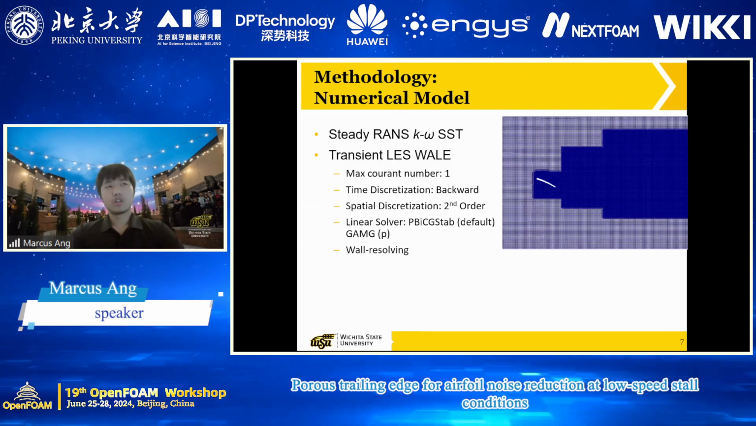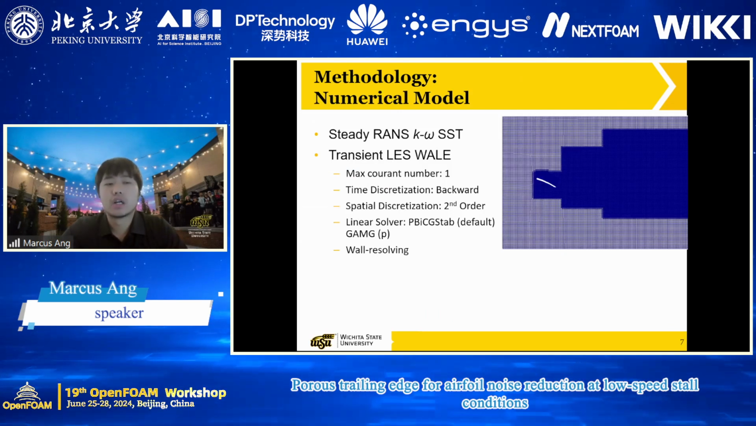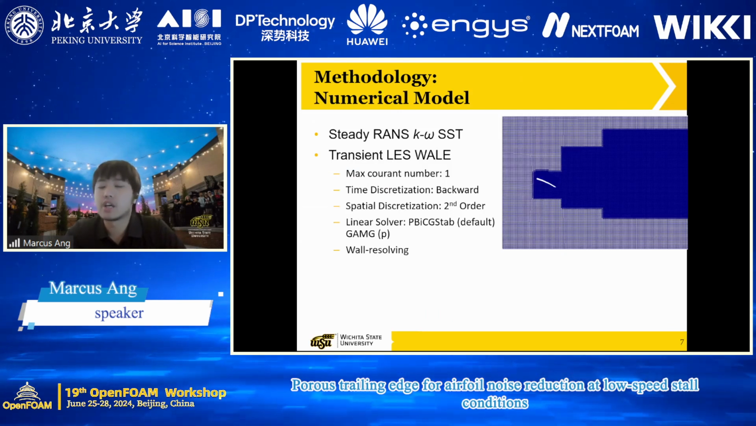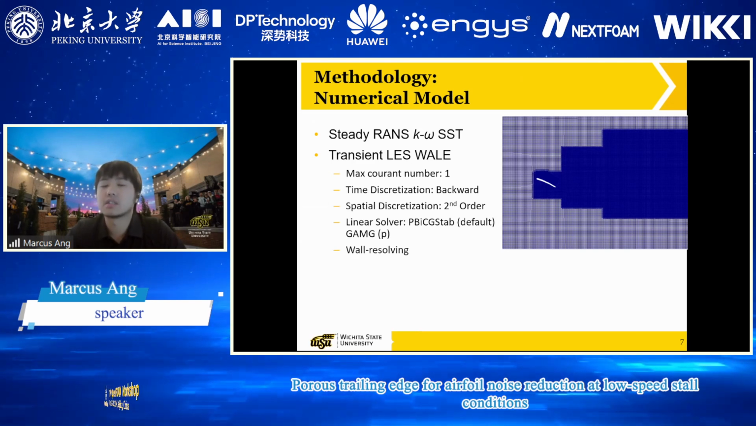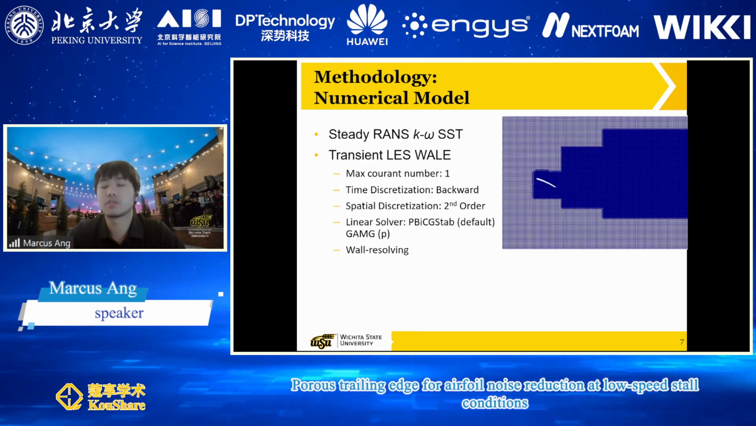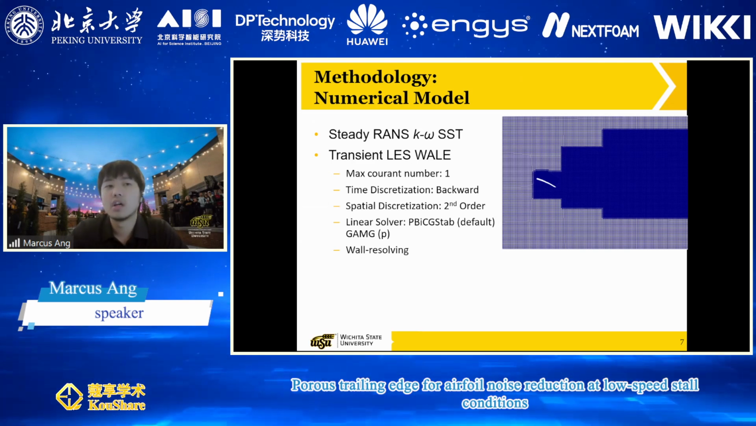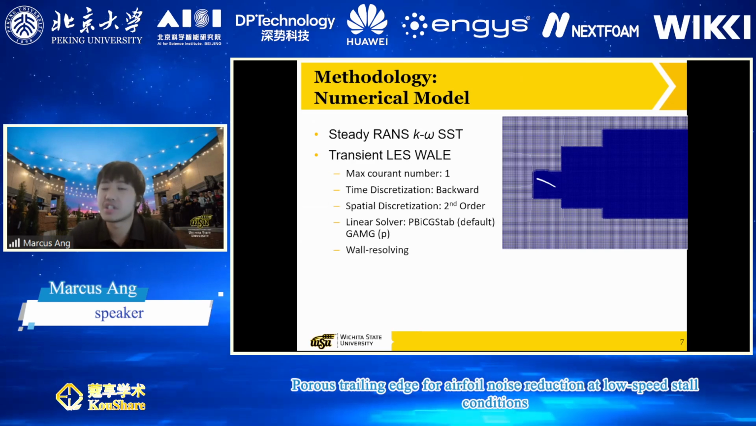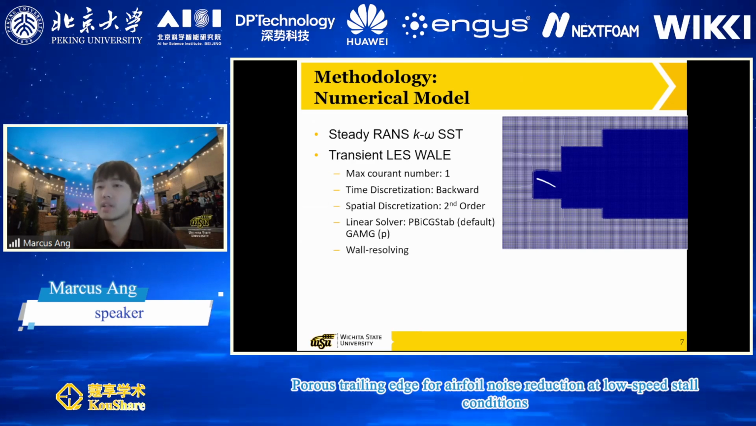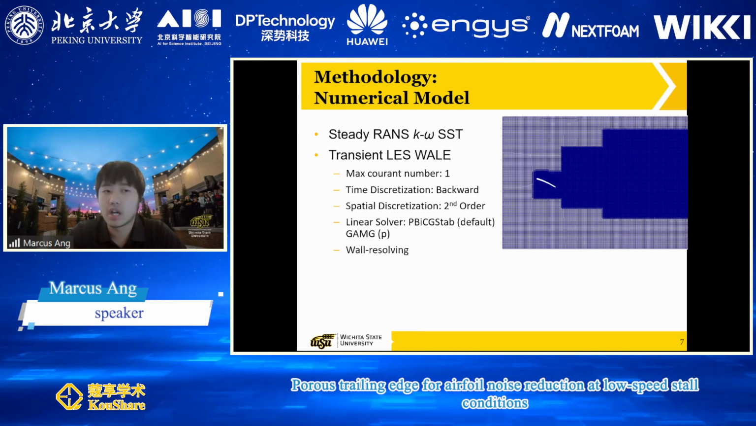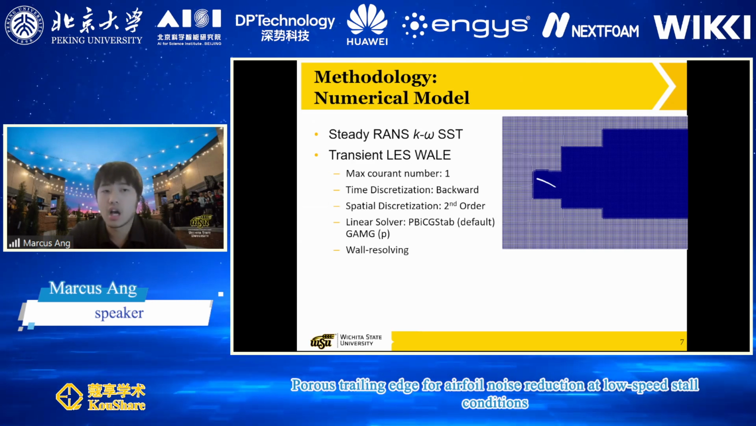On the right, that's the computational grid. We're going to be starting with a steady state RANS k-omega SST to initialize the flow field. And then we're going to move on to an LES WALE. The max Courant number is initially set to 1 with dynamic time stepping. Backward time, second order space.